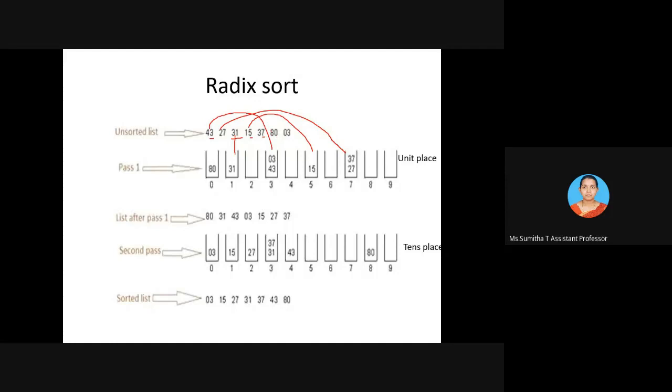Okay. Again 37. So I come again with the element, what is that, seventh bucket. And 80 means unit place is 0, just keep in the zeroth bucket. And 03, I just keep the element in the third bucket.